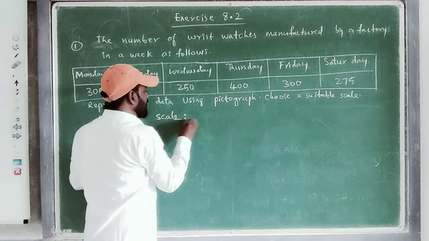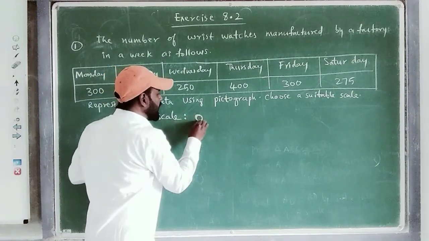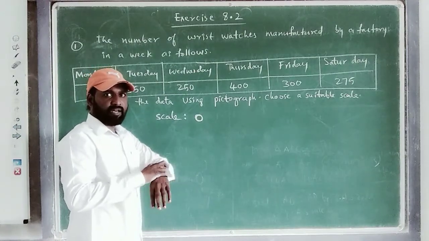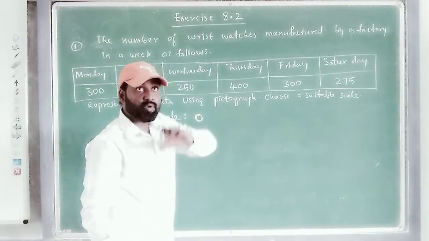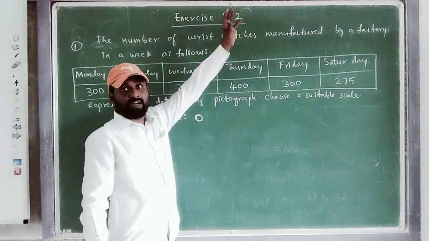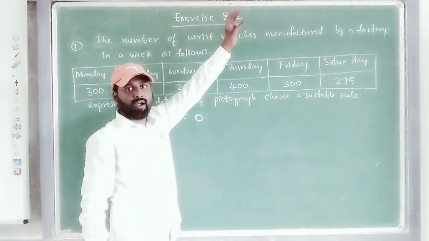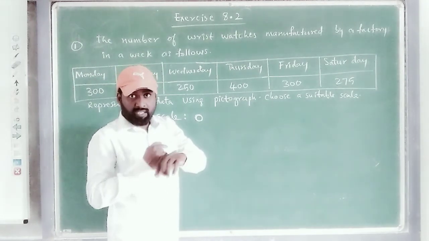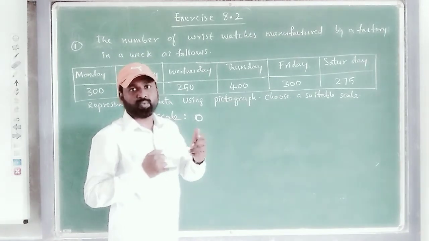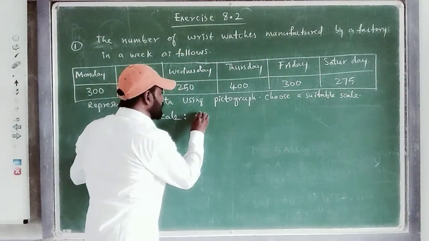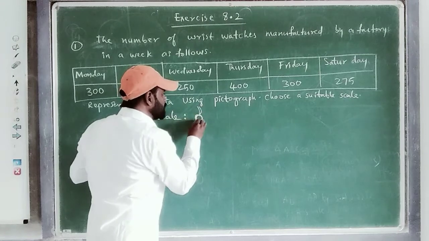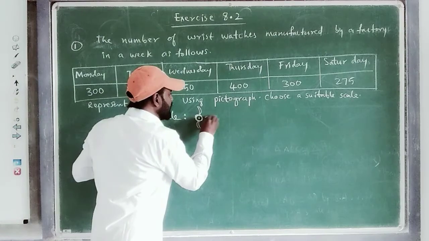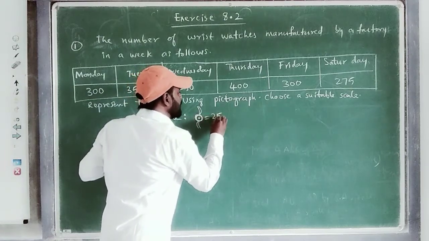Here, one picture of a watch. I am drawing the watch like this, a wristwatch, which we wear on the hand to look at the time. The watch hanging on the wall, which we look at in the room, is called a clock. The one we tie on our hand to see the time is called a wristwatch. So I am showing that wristwatch in this way, and one picture is equal to 25 watches.